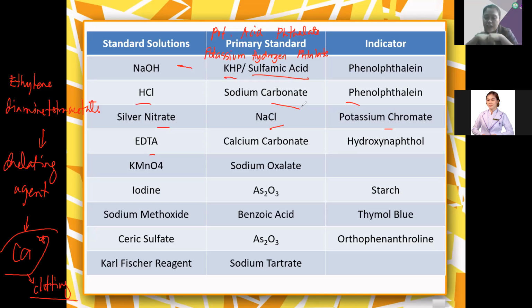And then we have iodine. Iodine is used for starch test, but if we want to know the concentration of iodine, we may use arsenic trioxide as the primary standard and starch as the indicator. Sodium methoxide, we have benzoic acid, primary standard, and thymol blue as indicator. Yung ceric sulfate is another oxidizing agent which uses arsenic trioxide also as the primary standard, and orthophenanthroline as the indicator.